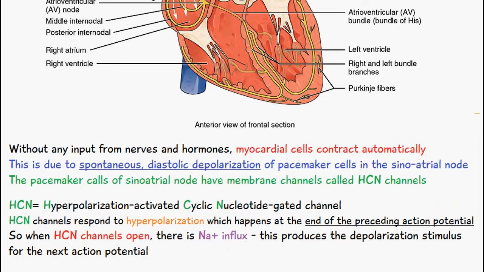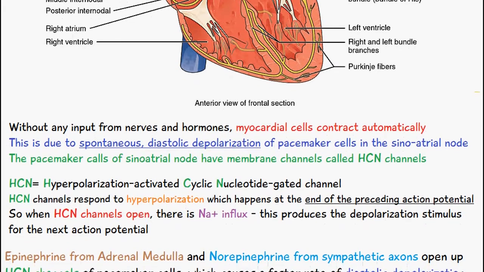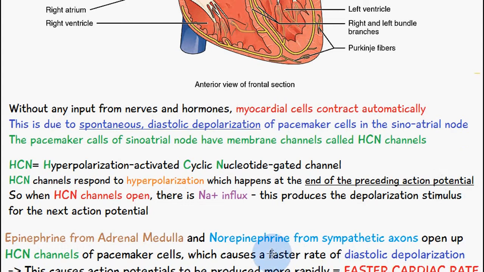And the pacemaker cells of the sinoatrial node have membrane channels which are called HCN channels, and HCN stands for hyperpolarization activated cyclic nucleotide gated channel. So these HCN channels are in the membranes of the pacemaker cells, and these channels respond to hyperpolarization, which happens at the end of the previous action potential. So at the end of the action potential there's hyperpolarization, so these HCN channels respond to that.